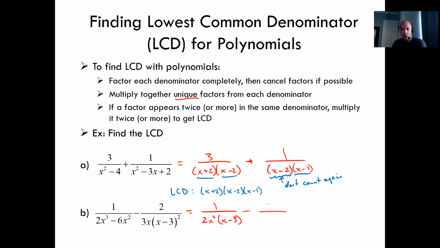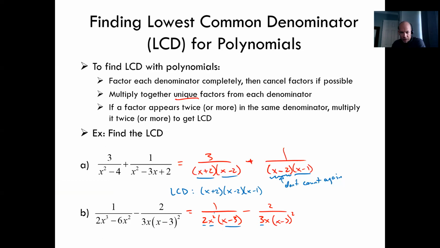This will have for us 3x, and then this has x minus 3 squared. So when we get to looking at the unique factors, let's say there's a 2 and a 3, so those are actually their own kind of unique factors. There's an x, and then there's an x minus 3.